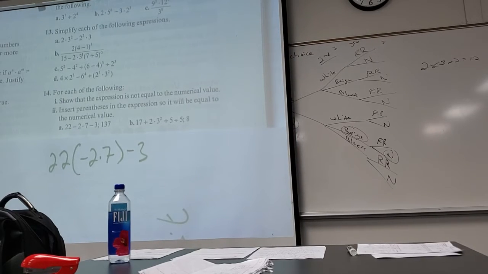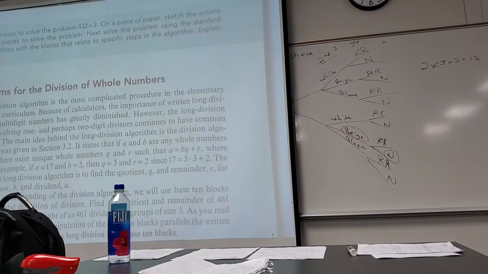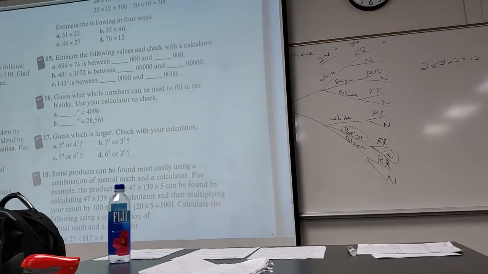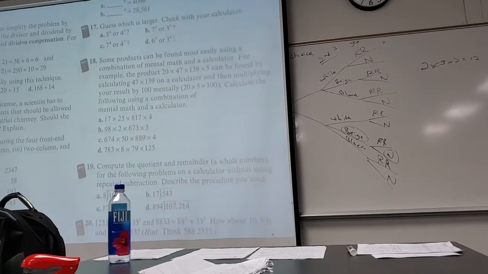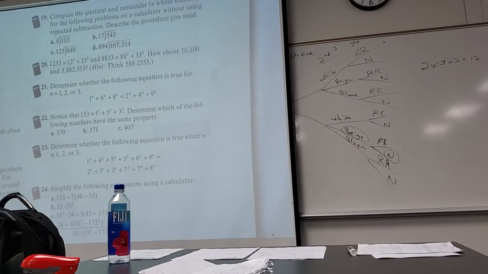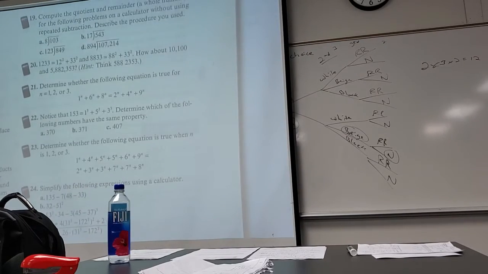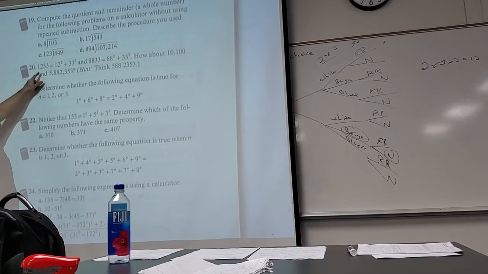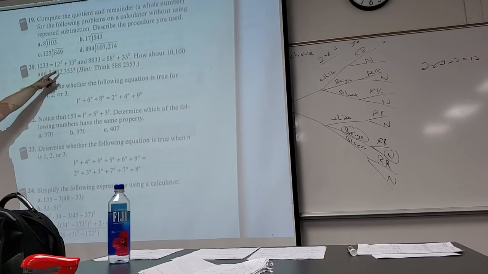How did I calculate that? It said for 24, 4.1a, 1,233 equals 12 squared plus 33 squared. Wait a minute, 4.1A, number 20. Okay, 1233 equals that. It's just a weird coincidence.